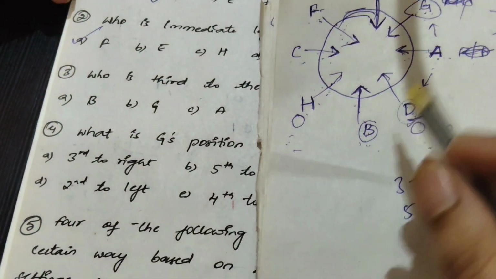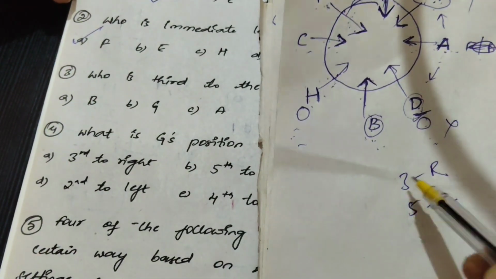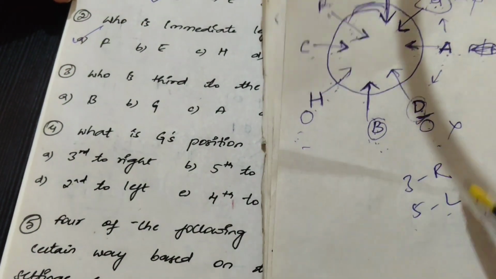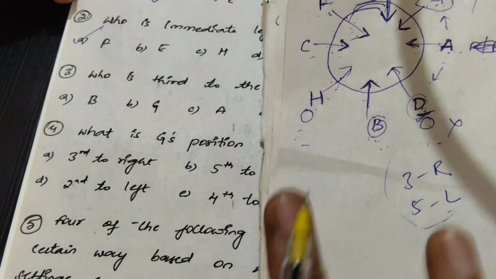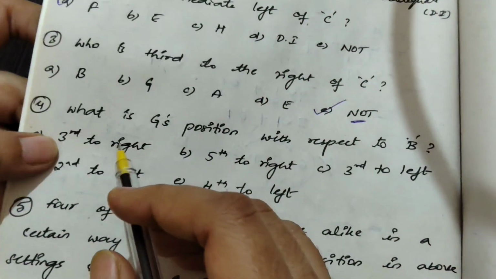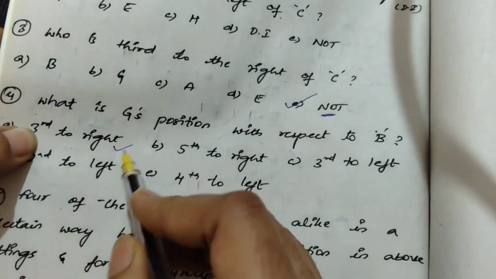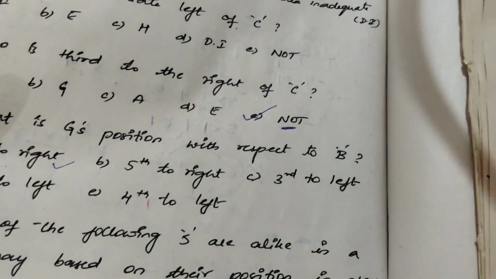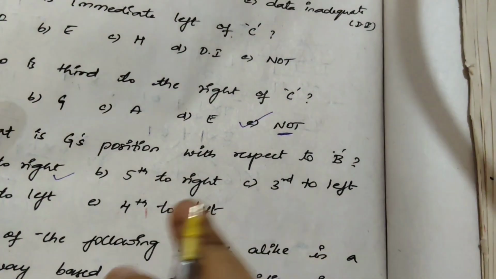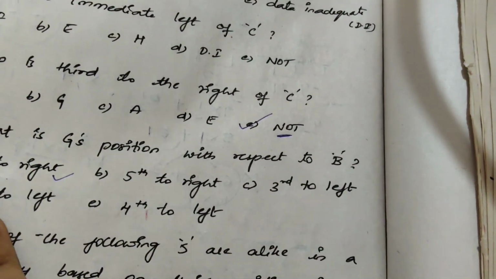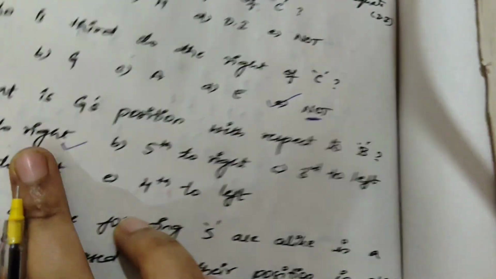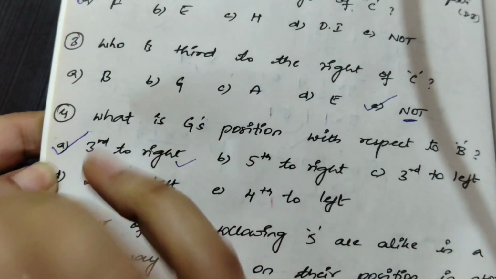So here G's position with respect to B is third to the right, fifth to the left. After knowing this, try to check the options. Now what is there? Third to the right, correct. Sorry, fifth to the left, no. Fifth to the right, third to the left, second to the, no. So only one option is there. So third to the right is correct. Okay.